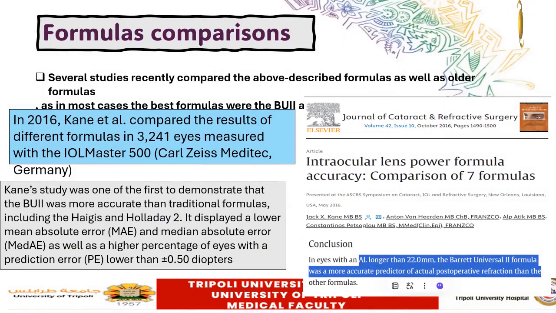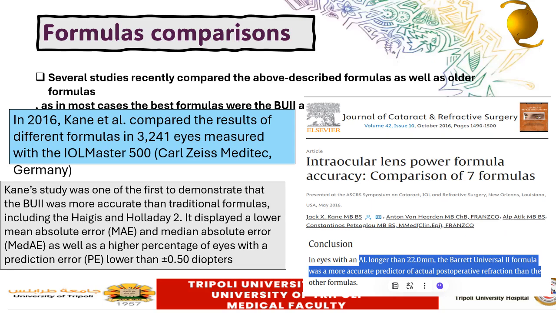Now I will speak about some of the studies that have been done regarding comparison of different IOL calculation formulas, and the famous one made by Kane et al. in 2016, comparing different IOL formulas over a large sample of eyes. He concluded that the Barrett Universal formula was more accurate than the traditional formulas, including the Holladay 2, and the mean absolute error and the median absolute error in the Barrett Universal II is lower as compared to the other formulas, as published in the Journal of Cataract and Refractive Surgery.